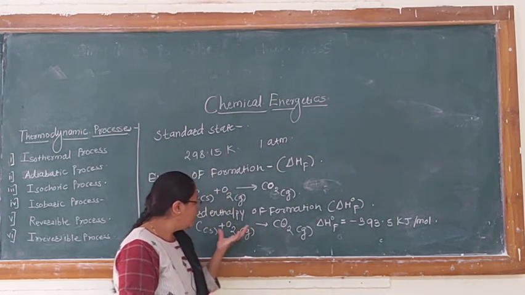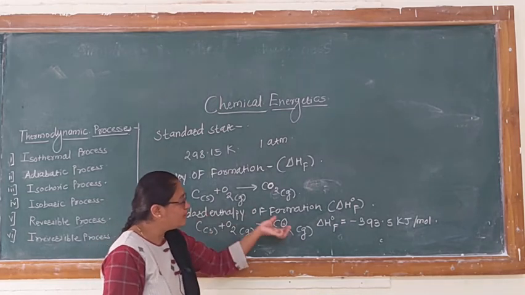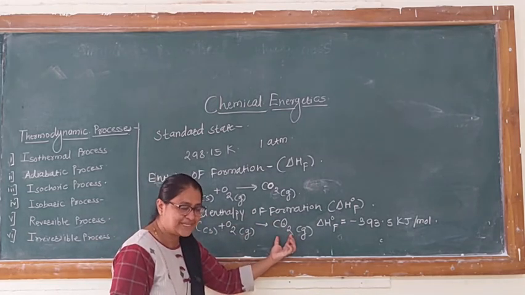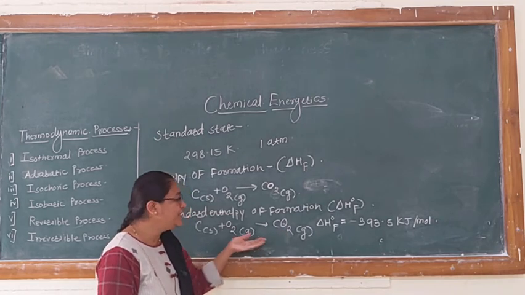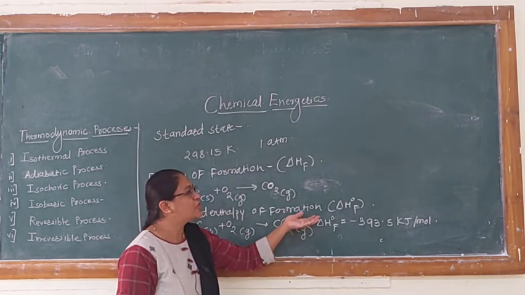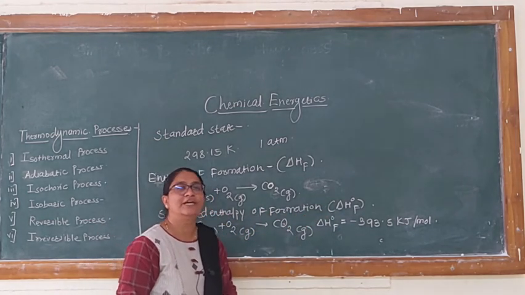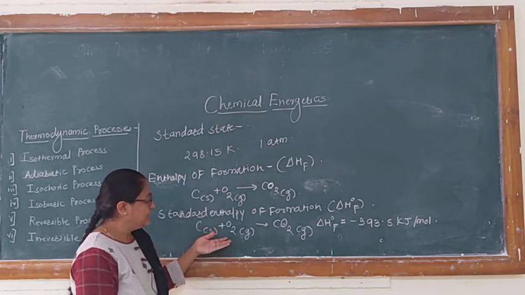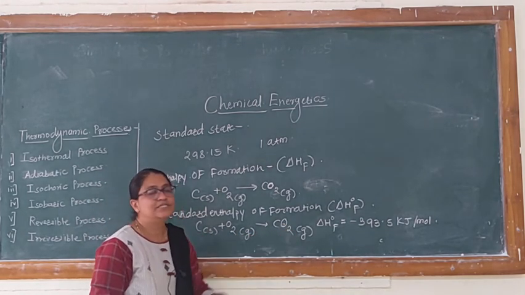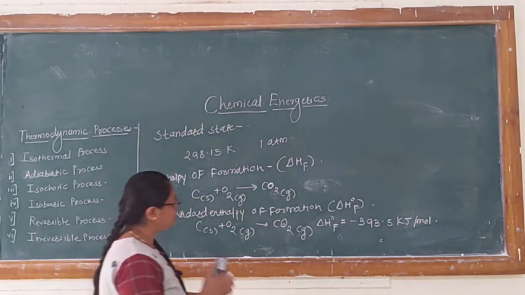That means here, when these two elements are in their standard state and there is a formation of 1 mole of carbon dioxide, the heat change accompanying this formation reaction is called the standard enthalpy of formation, which is denoted by delta H0F. This is how delta H0F is. Now, let's take one example.